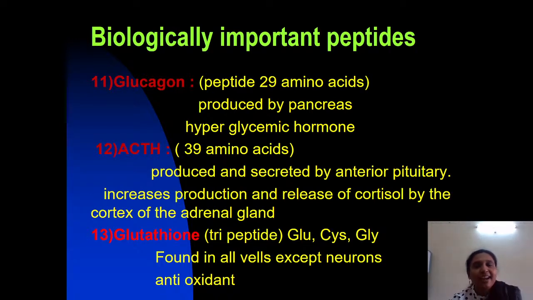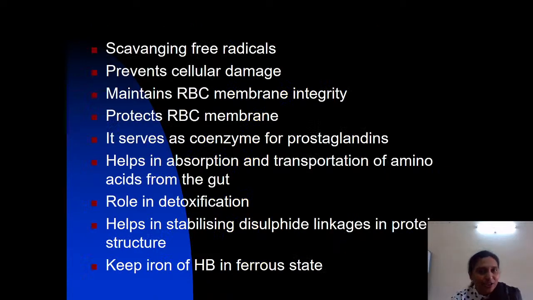This glutathione is found in almost all the cells except the neurons. Glutathione is a tripeptide present in almost all the cells except the neurons. The main function of glutathione is that it acts as an antioxidant. Glutathione scavenges the free radicals from the body. It removes the free radicals.